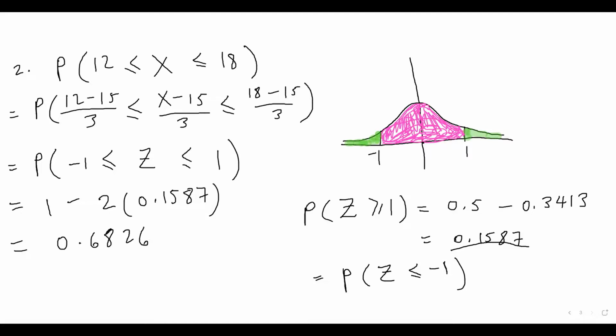As simple as that. So now we're going to move on to the next one, which is the last one, number 3. Now with number 3, we are asked to find the probability that X is less or equal to 9.